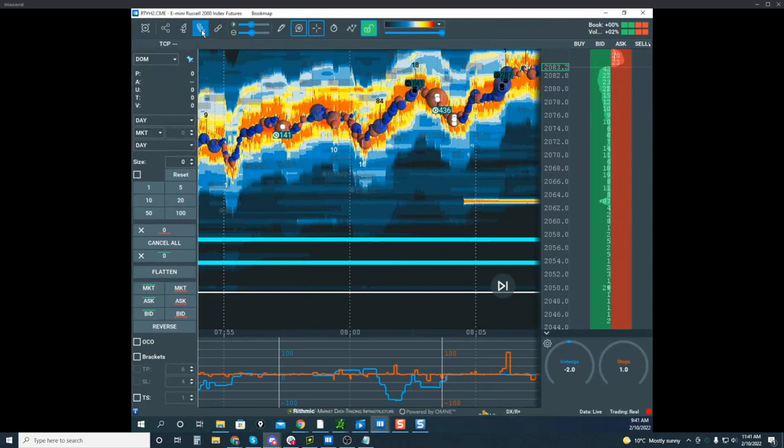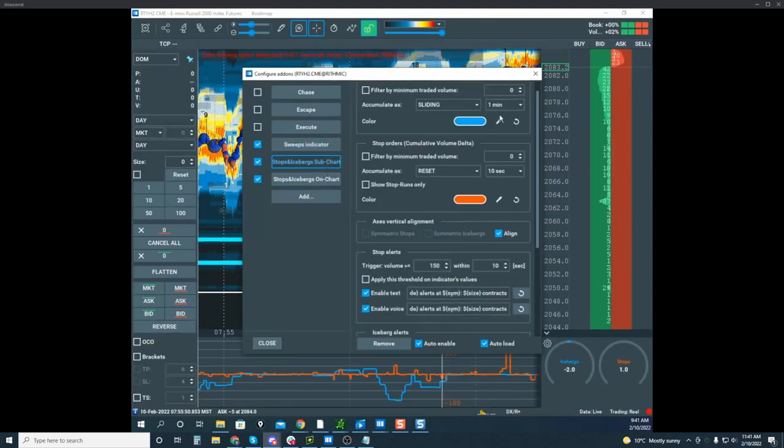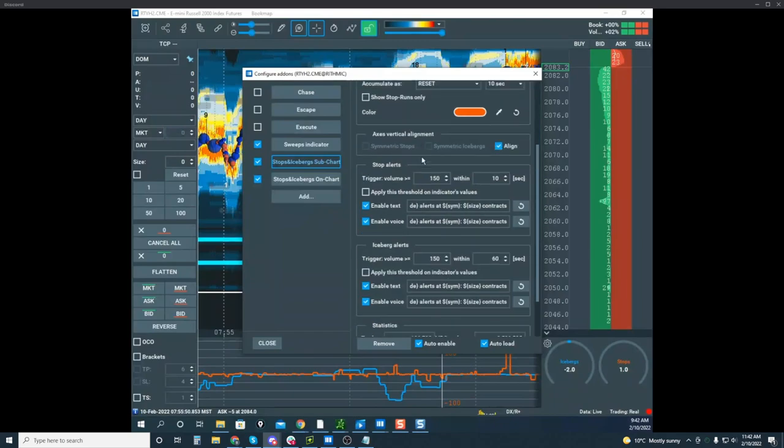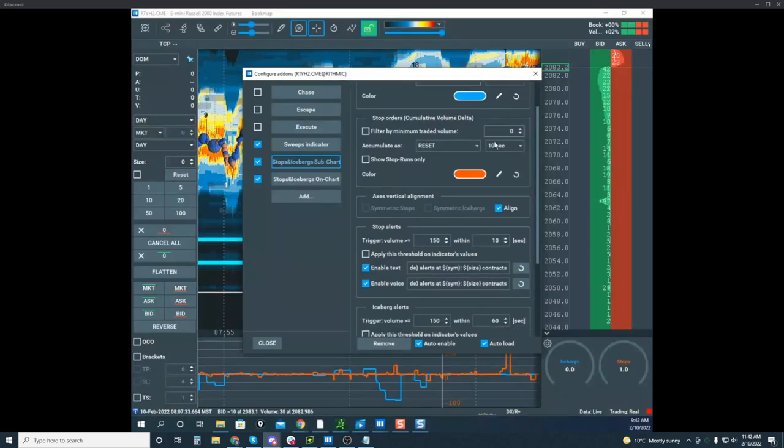This is my settings here. I have it on reset, right? Because I want to see, and you want to make sure your stops are at 10 seconds. Why does that say sliding? I don't want sliding. I have my icebergs for a minute, and I have my stops at 10 seconds because stops should be instantaneous. I don't need to see them over a minute. I want to see the quick spike. Icebergs sometimes take longer to develop.